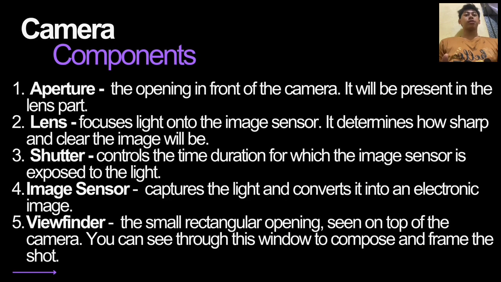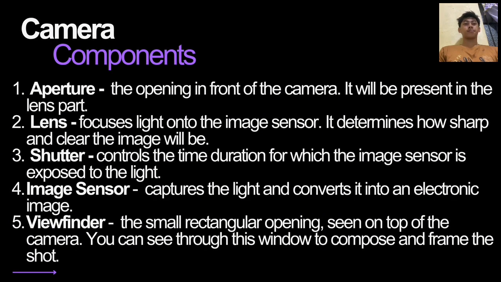So here are the main components and their functions. The first one is the aperture. The aperture is the opening in front of the camera. It is present in the lens part. For an interchangeable lens camera, you have the option to change the lens, so you will have more options with the aperture. But for a standard point-and-shoot or bridge camera, the lens is fixed, so the options are very limited. You can only vary the aperture in the lens from the camera body.